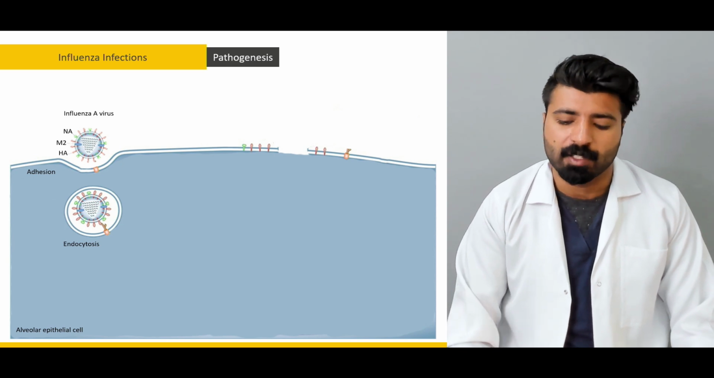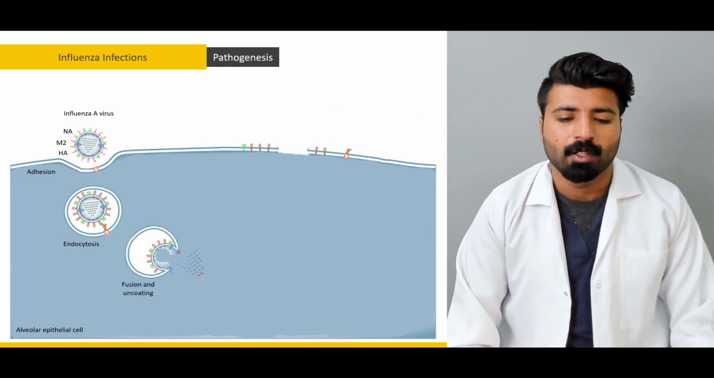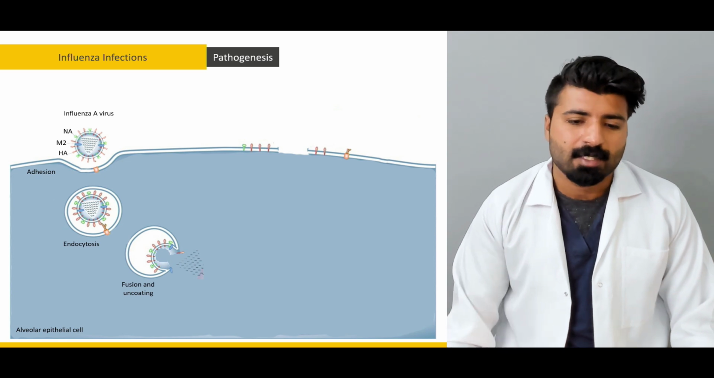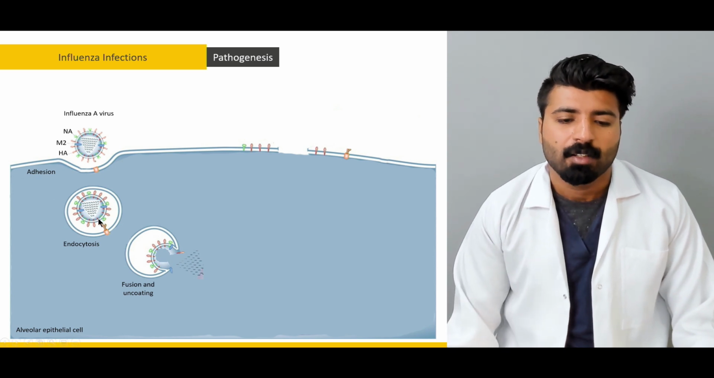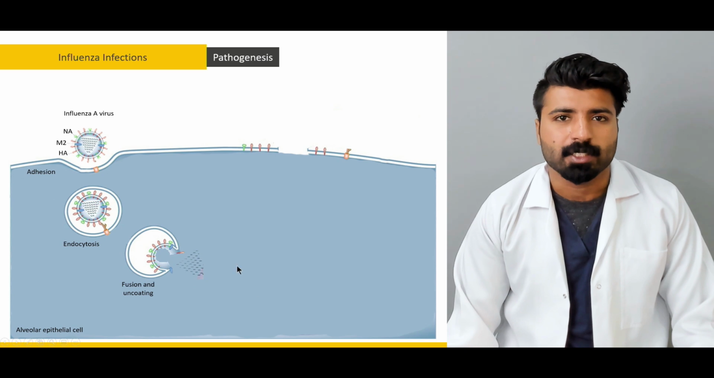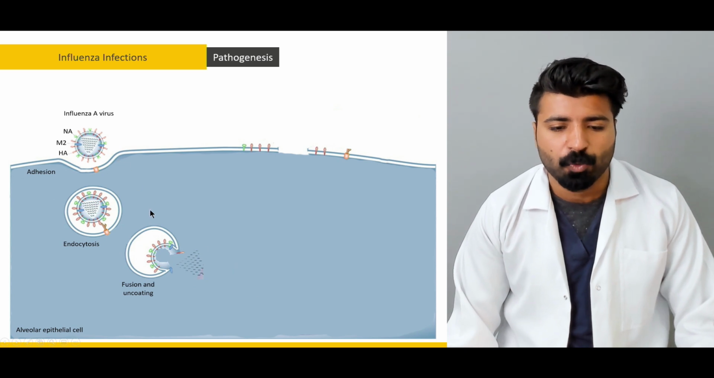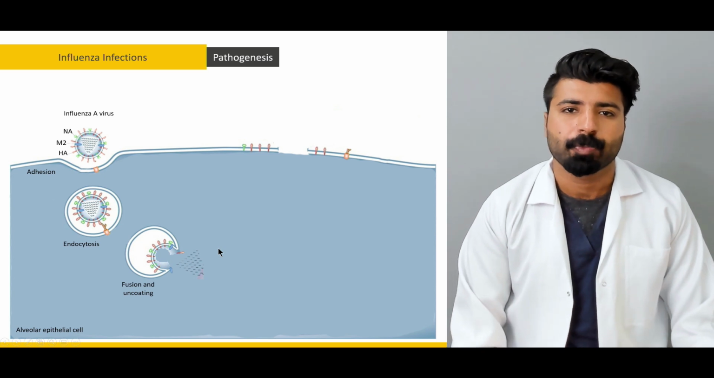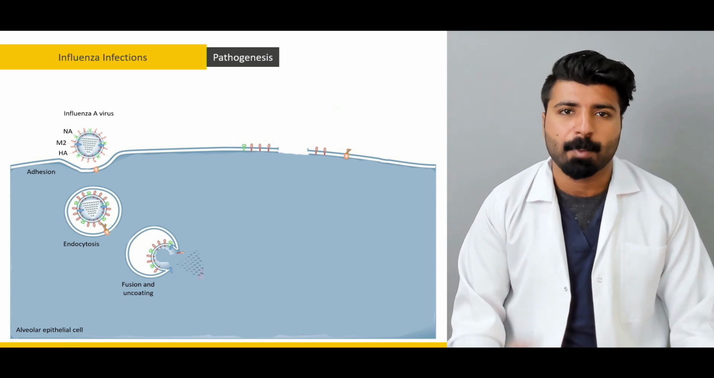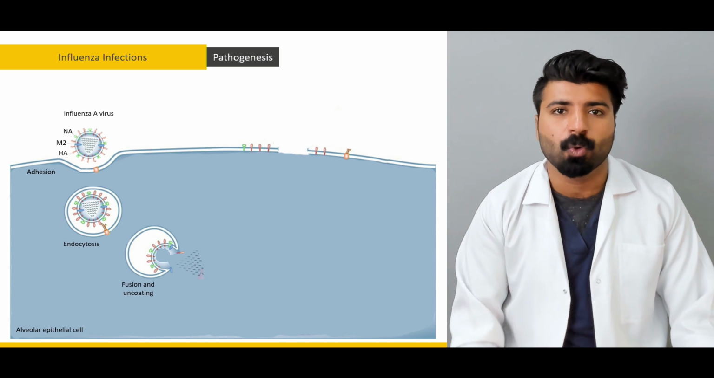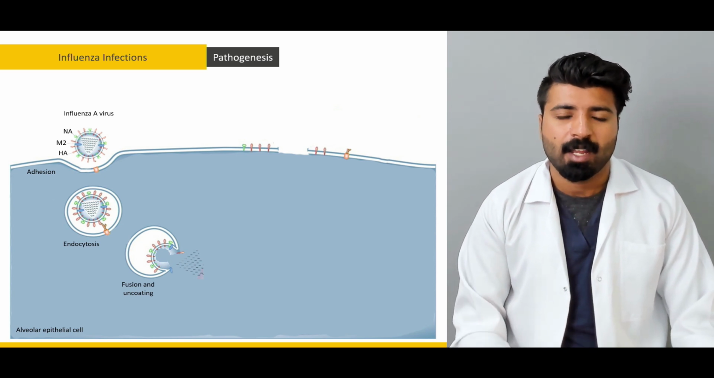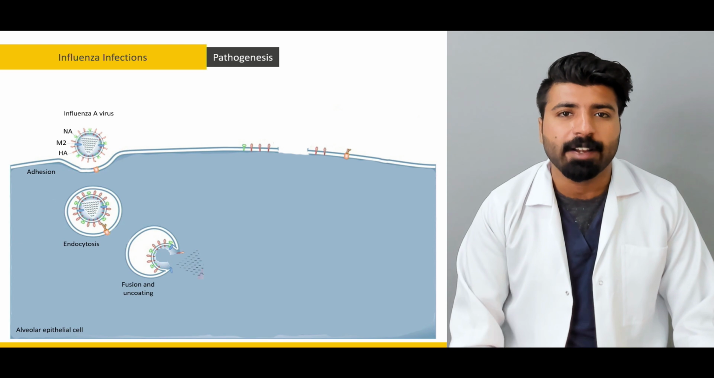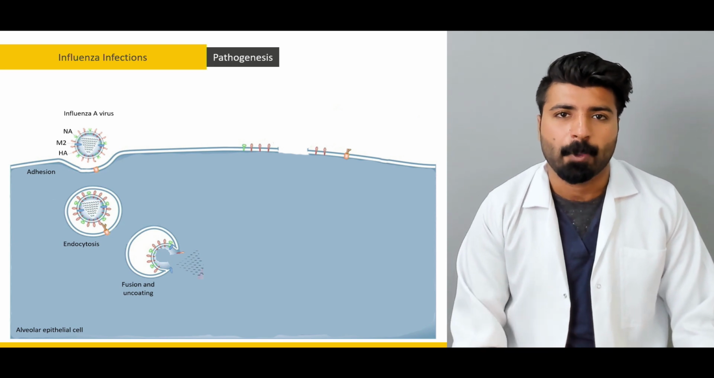So what happens afterwards? Endocytosis has already happened. This influenza virus will move from the cell membrane towards the nucleus. At the level of the nucleus, it will open up. That capsule, that protein coat, is going to open up, and it will unleash the genetic material it has in its core.